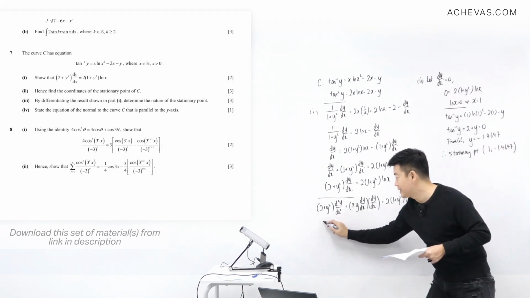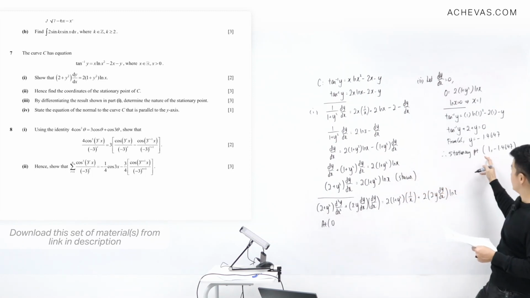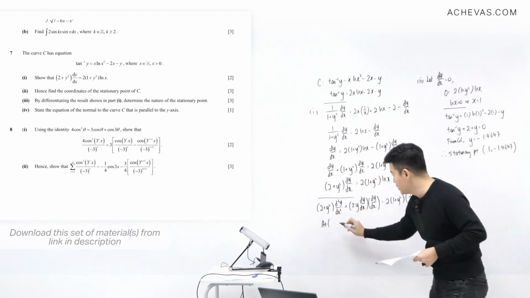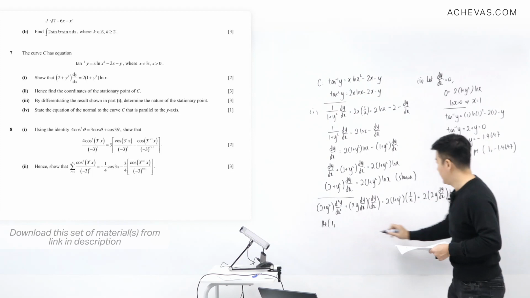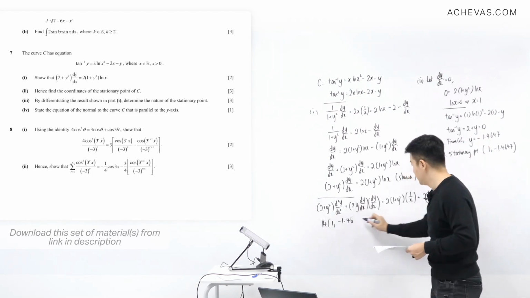At a stationary point, it is at this point here, where x is equal to 1. The stationary point is at the point (1, −1.4647).